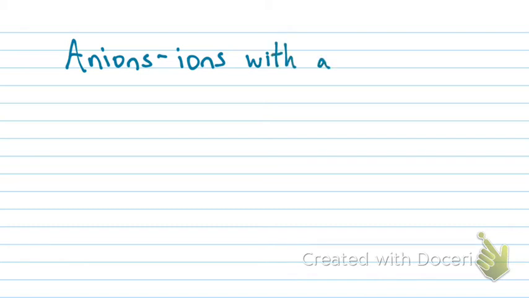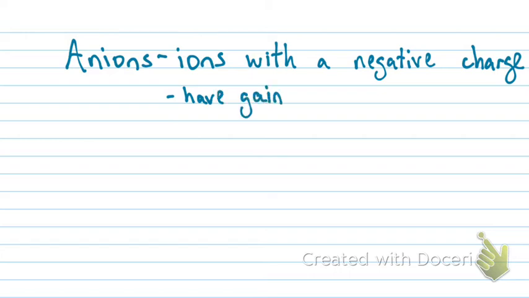The other kind of ion that we're going to talk about are anions. Anions are ions with a negative charge. Well, that's because they've gained electrons. They've gained 1 or more extra electrons.